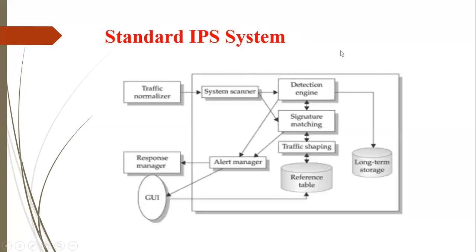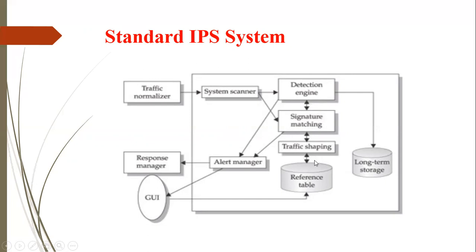Now look at the IPS system. A slide modification here. We'll be having the traffic normalizer. This traffic normalizer is connected to the system scanner. In turn, the system scanner is connected to the detection engine, and it is connected to the signature matching like we have seen in the IDS.